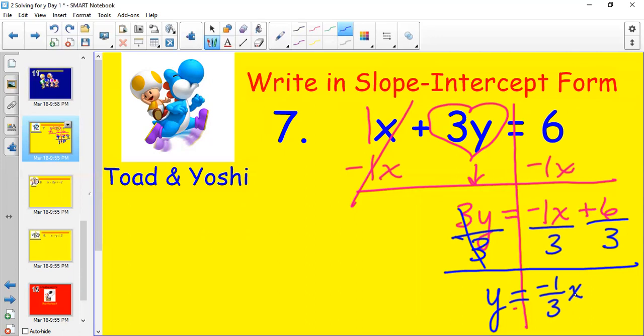If you don't put that 1 there, a lot of times people will say our answer or our slope here is -3. So be careful with that. If putting the 1 there helps you, go for it. And then we have 6 divided by 3, which is 2. So our equation here is y equals -1/3 x plus 2.